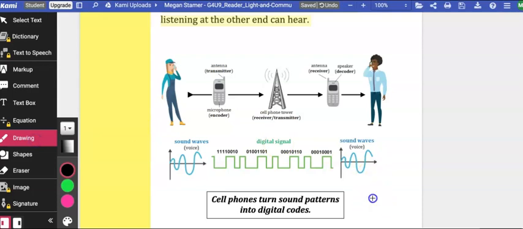And again, we're going to star this diagram at the bottom of the page.